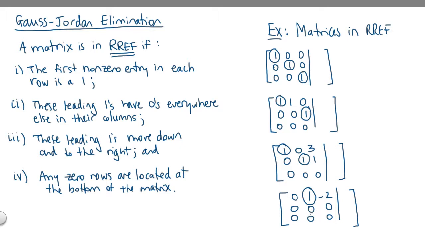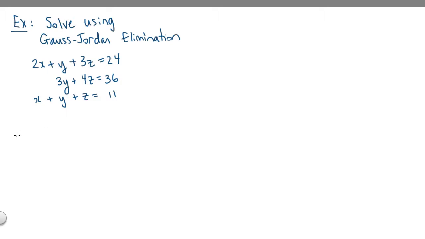As we go through our examples of Gauss-Jordan elimination, it will be important to be able to quickly recognize when a matrix is in RREF, and this gives us a good overview of what we'll be looking for. A typical problem in this section will ask us to solve a system using Gauss-Jordan elimination. The first step will be to write up our system as an augmented matrix.